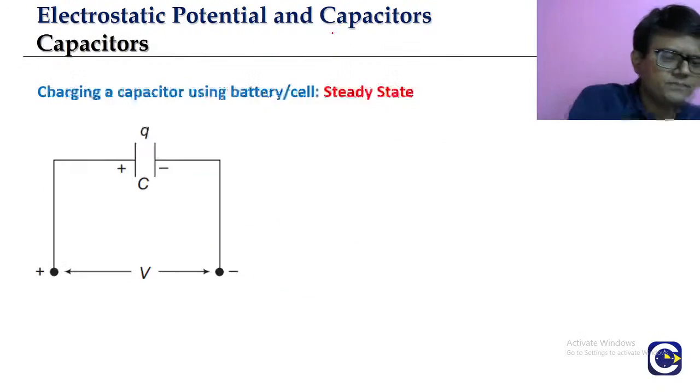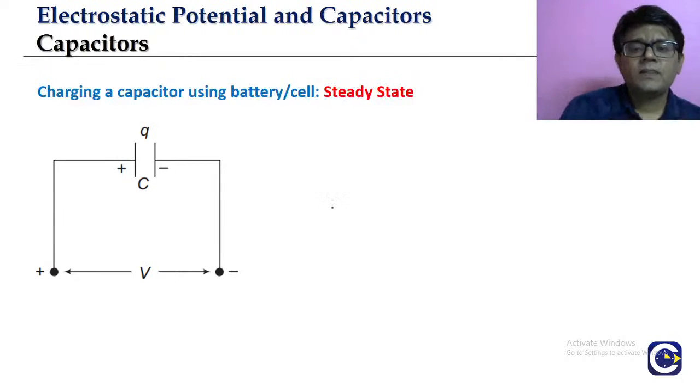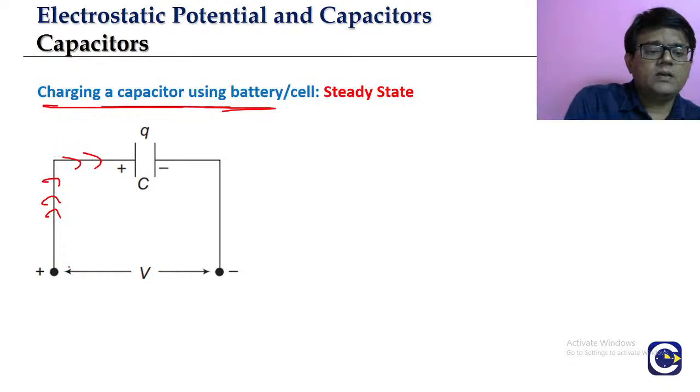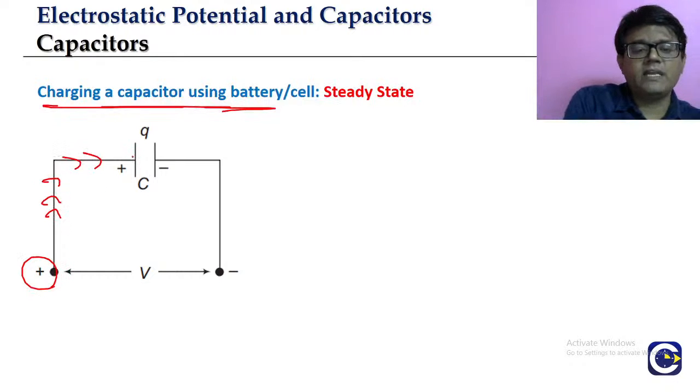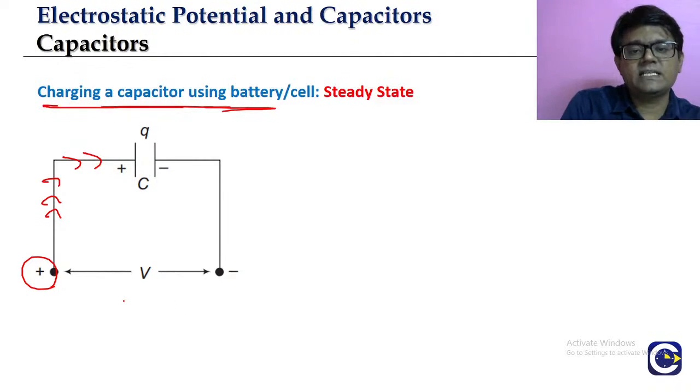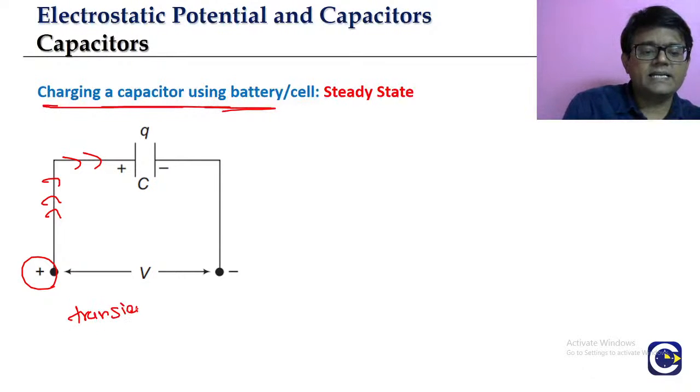So the next thing is the charging of the capacitor. Every capacitor is charged by connecting it to a voltage source, which can be a battery or a cell. When you are charging it, the positive terminal of the battery gives one plate the positive charge, and the negative terminal gives the other plate the negative charge. This process is going to take some time. That period where it is getting charged, we will call the transient state.